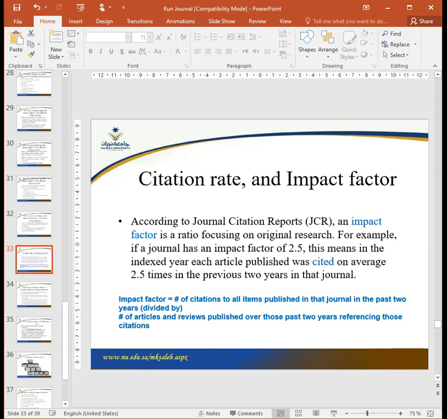Simply, we can calculate the impact factor by this equation. We just need to divide the number of citations to all items published in the journal in the past 2 years, by the number of articles and reviews published over those past 2 years, referencing those citations.